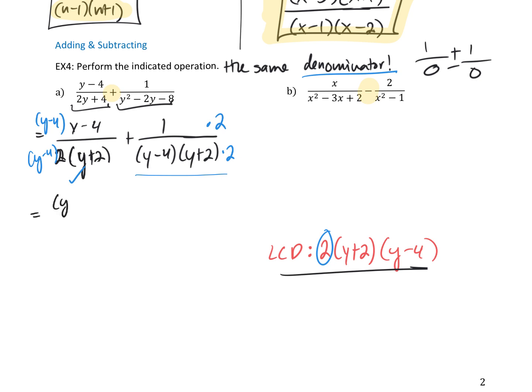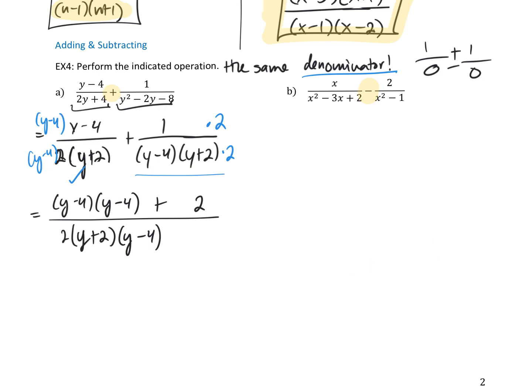So we have y minus 4 times y minus 4 plus 2. And they're all over now the same new denominator we have of 2 times y plus 2, y minus 4. Okay, I kind of skipped a small step. I went ahead and added the fractions already. Again, if you want to see the inner step, just go ahead, email me. We can set up an office hour to talk about this.